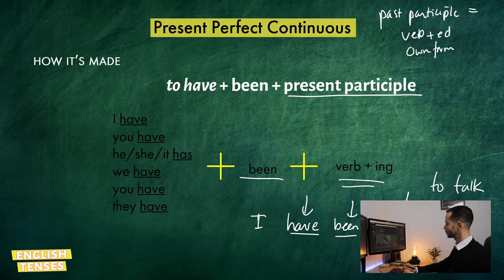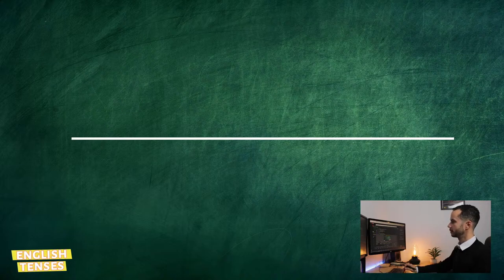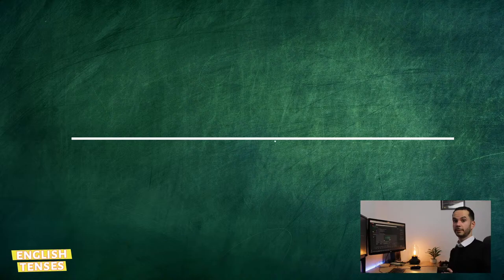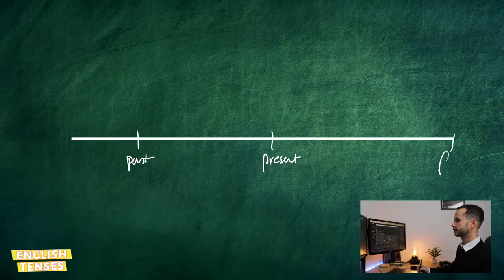So, what we can do now is we can create a timeline. So how do we do this? Well, we first need to indicate the present, past, and future. We can put future somewhere over here as well. And the first thing we need to indicate is present simple.